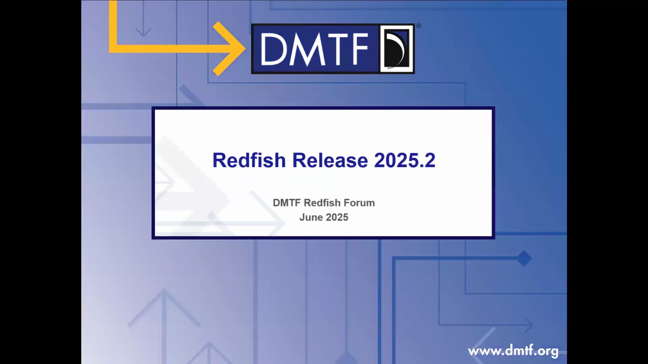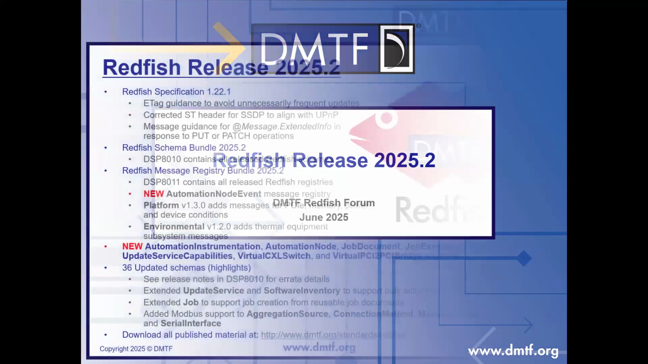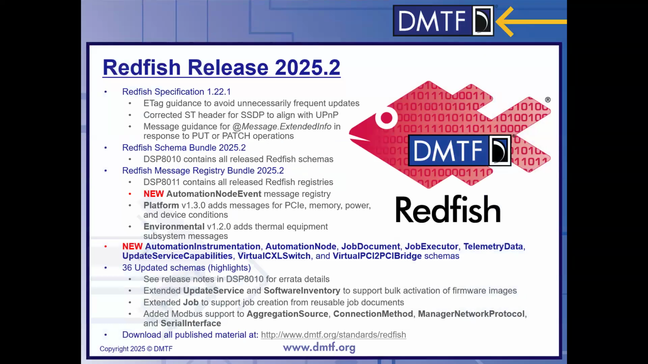This is the Redfish release 2025.2, which is now publicly available. In this release, we have an errata update to the Redfish specification, which contains a few things. We've added some guidance on e-tags to enable you to avoid unnecessarily frequent updates. So, some more information on properties not to include in the e-tag calculation.